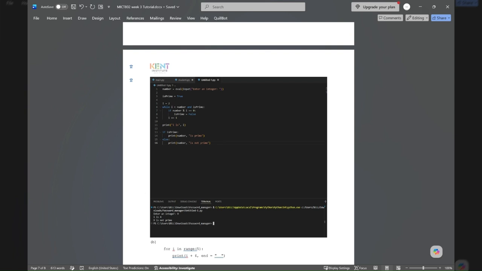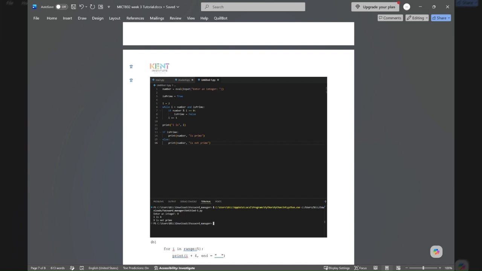So the first concept I learned was the while loop. A while loop keeps running as long as a condition is true. We used it in the prime number program here. When the loop checked whether a number could be divided by any smaller number, this helped determine if the number was prime or not. I also learned about the for loop.